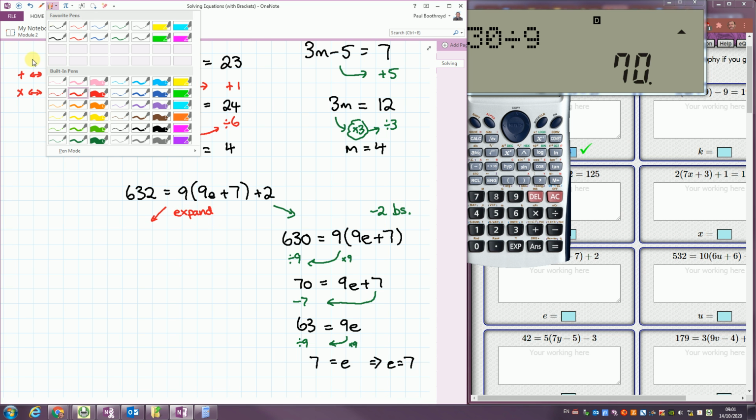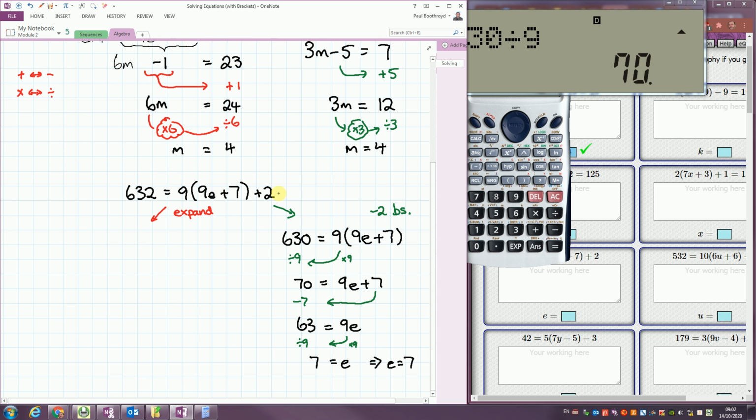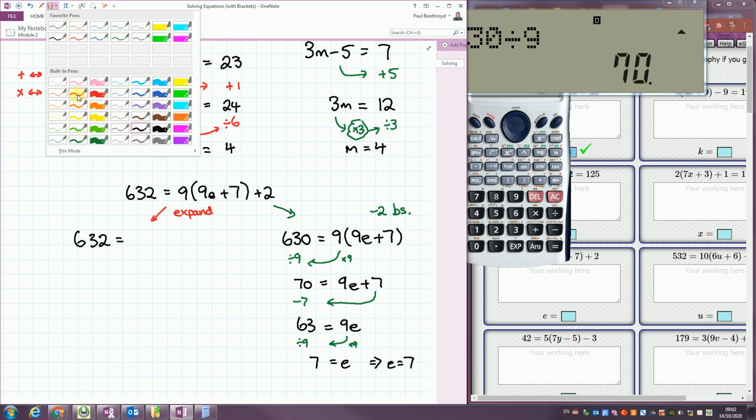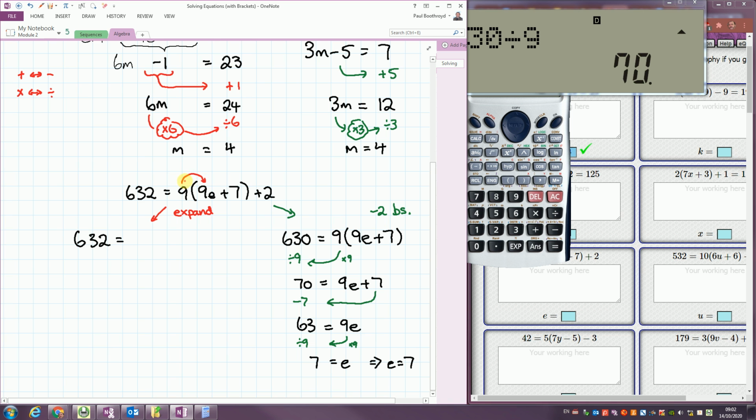So I'm going to draw an expansion one. First of all, I'm going to multiply out the bracket. 632 is equal to 9 times the e and 9 times 7. 9 times e is 9e. 9 times 7, we've seen it a few times in this lesson now, 63. The 2 is outside of the bracket, so the 9 doesn't affect it. So the 2 stays as it is.